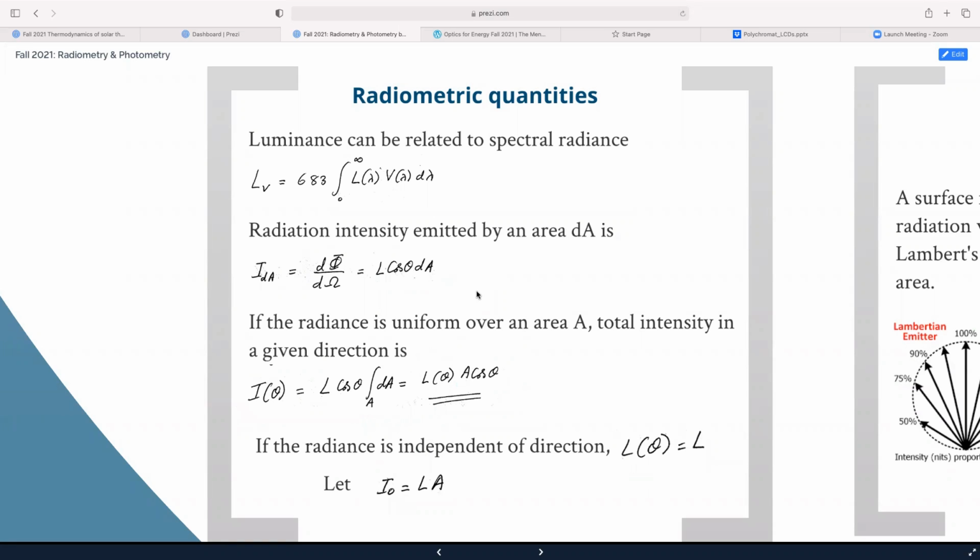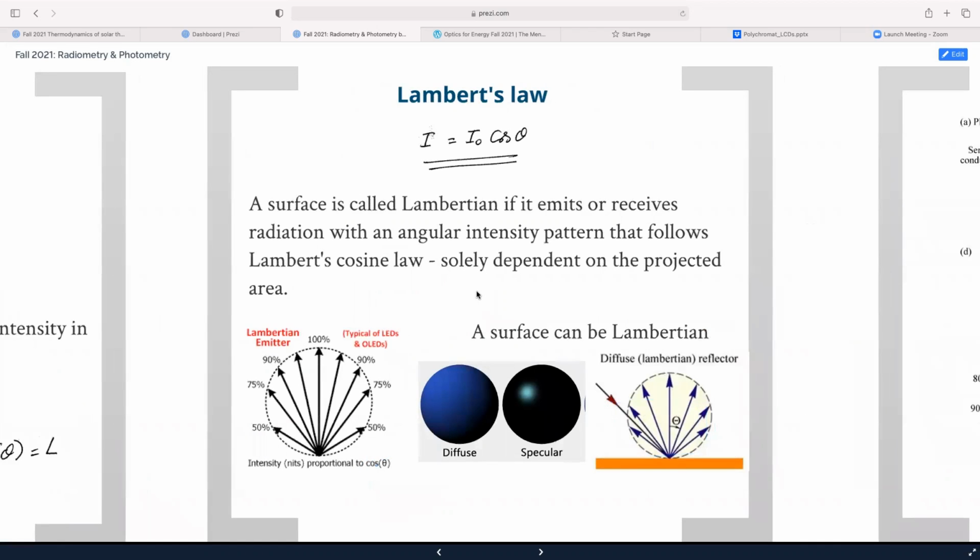The key thing is, I'm making this assumption that that's independent of theta. And I'm going to define I naught as L times A. Then I come up with a very simple law called Lambert's law, which tells me the intensity of an emitter, also true for reflectors, varies as cosine theta. Just like my backlight: if I look straight on, it's very bright. As I tilt it, it varies as cos theta. When I get to 90 degrees, it goes to 0. That's a Lambertian source. Not everything is Lambertian, but many LEDs are.